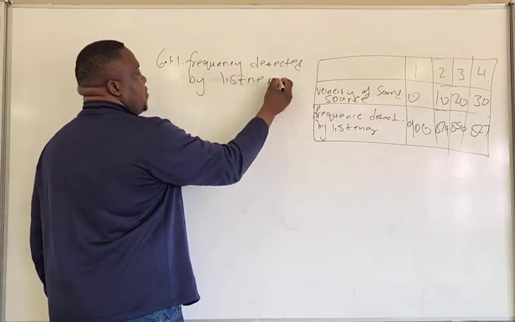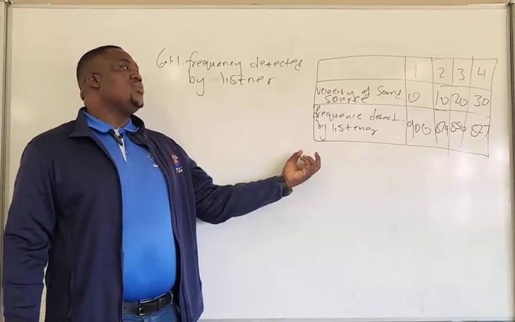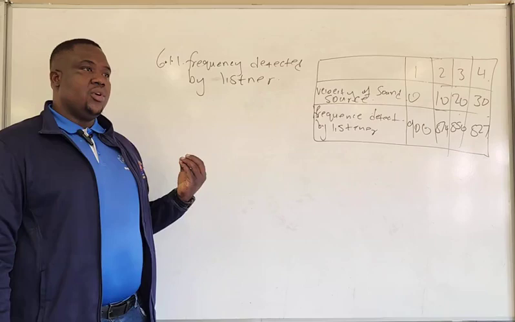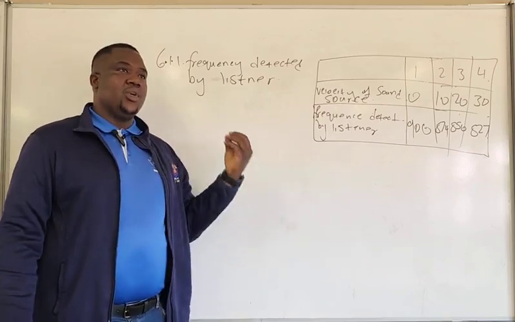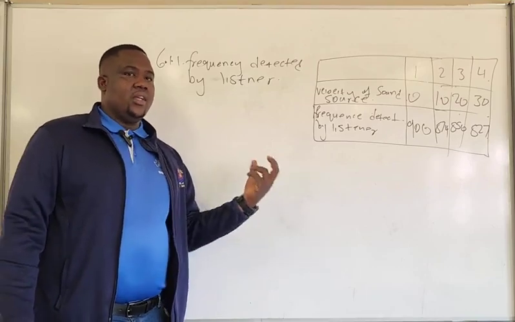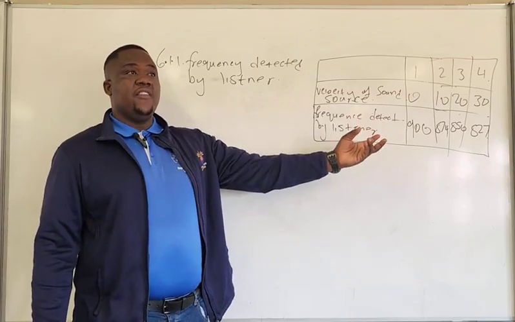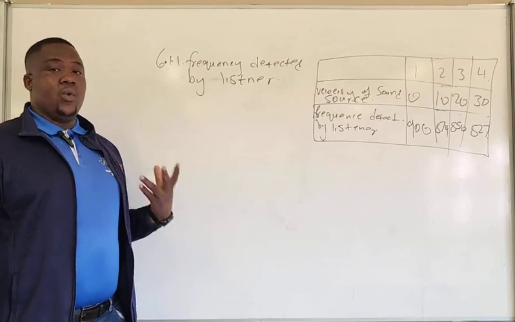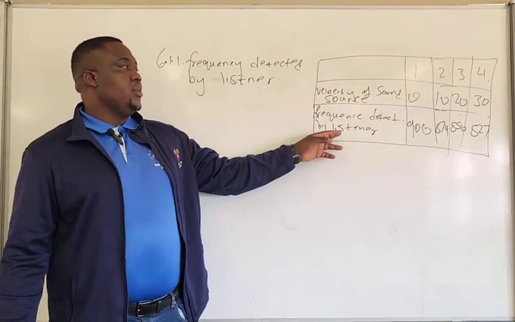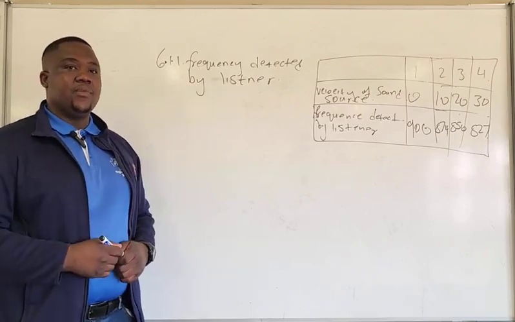Frequency detected by the listener. That is the dependent variable. Why am I saying it is the dependent variable? It is because when the sound source moves closer to the listener, the frequency is going to change. When the source moves away from the listener, the frequency is going to change. So this frequency detected by a listener is depending on the speed of the sound source. When the sound source moves away, the frequency decreases. When the sound source moves closer, the frequency increases. So obviously, the frequency detected by the listener is a dependent variable.